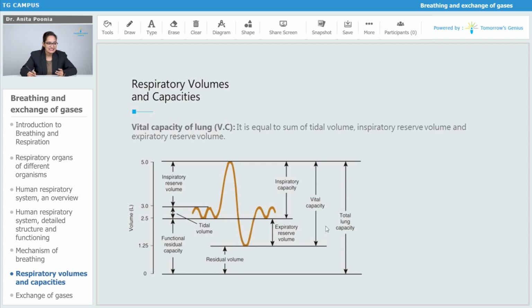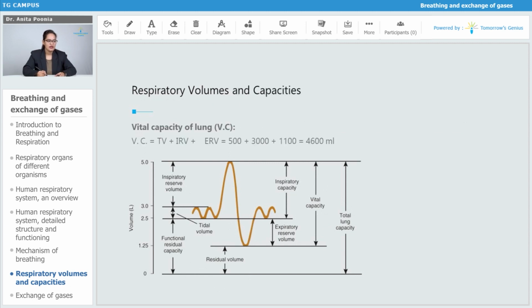This is the vital capacity, and it is exactly the same as the sum of the inspiratory capacity and expiratory reserve volume. Now if we happen to make the formula for this, how do we formulate? The formula for vital capacity is vital capacity equals TV plus IRV plus ERV, which gives a total of 500 plus 3000 plus 1100, which makes a total of 4600 ml.